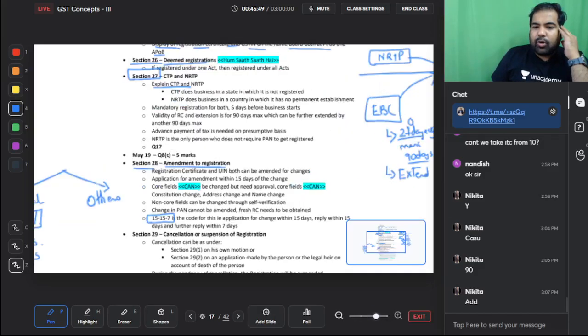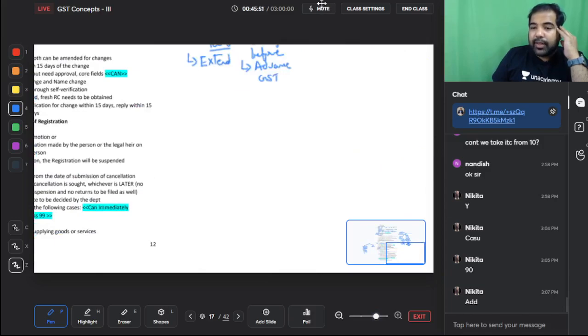Guys, Section 29 talks about cancellation, which is very sad, because if your registration gets cancelled, the credit you've taken in your electronic credit account, or what we call as a Paytm account, will disappear. It's almost like someone telling you at CA final that your CA registration is cancelled. What about all the exams you gave? All of them disappear.